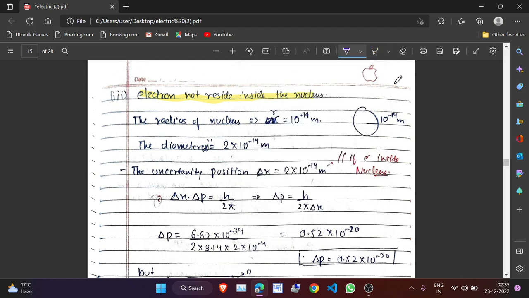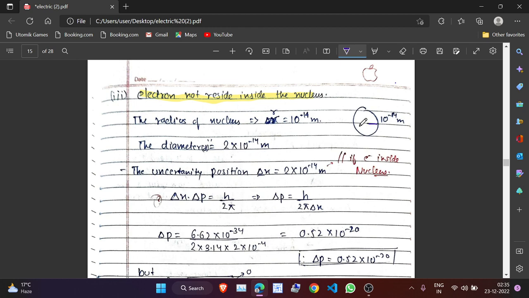So we very well know that the radius of the nucleus is 10 to the power minus 14 meter or 1 Fermi. Okay, so how to find the diameter? The diameter is basically 2 into radius. So diameter d is equal to 2 into 10 to the power minus 14 meters.